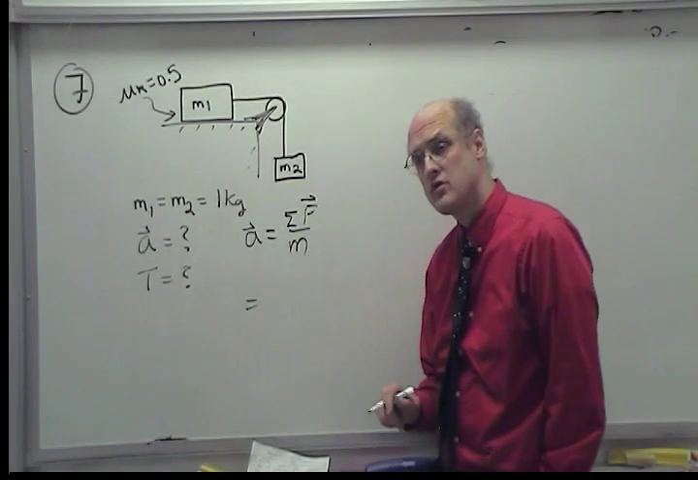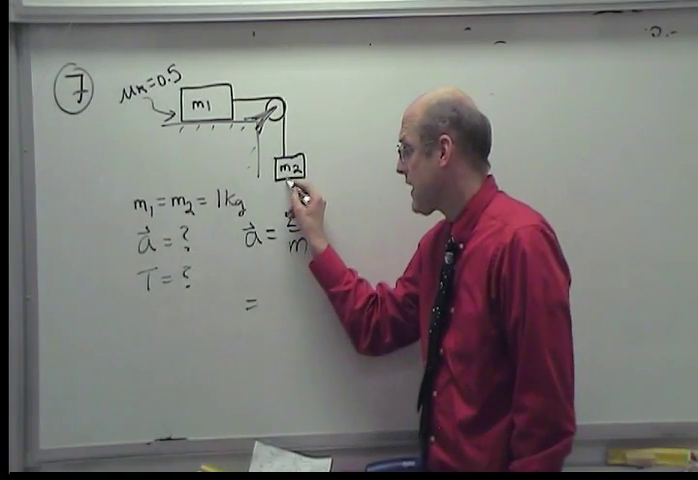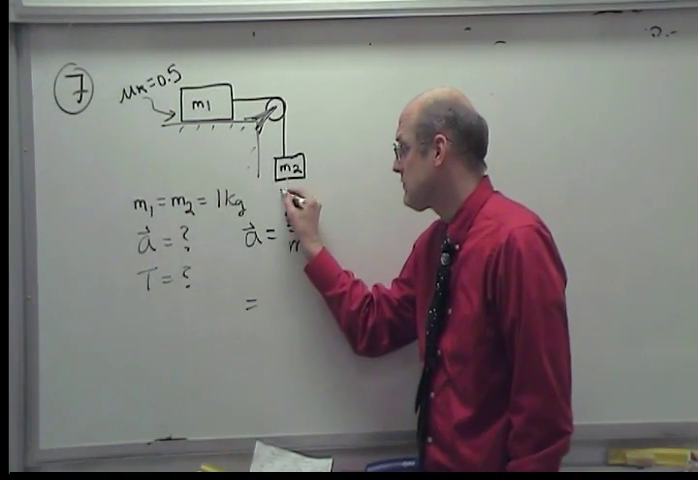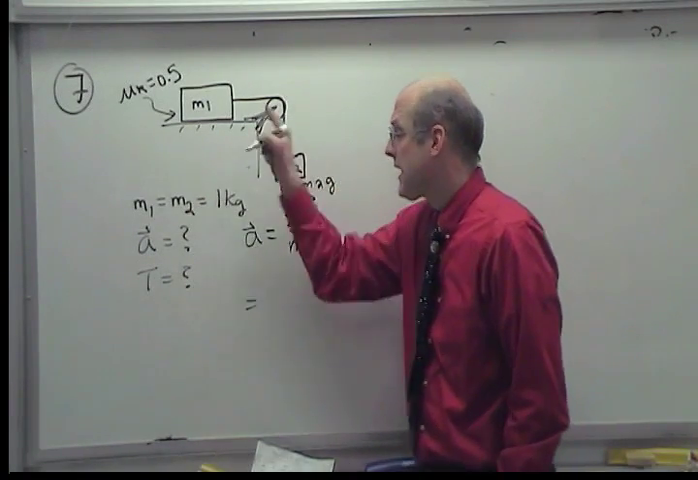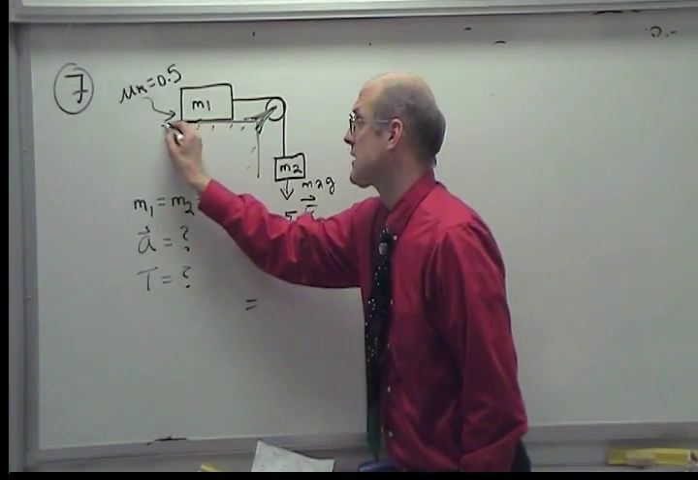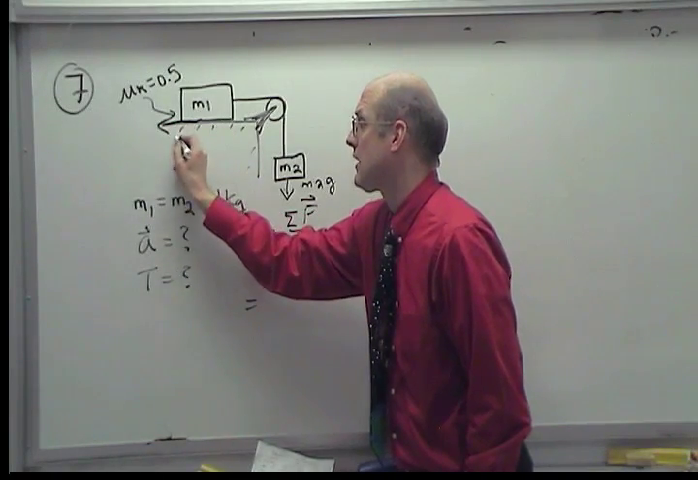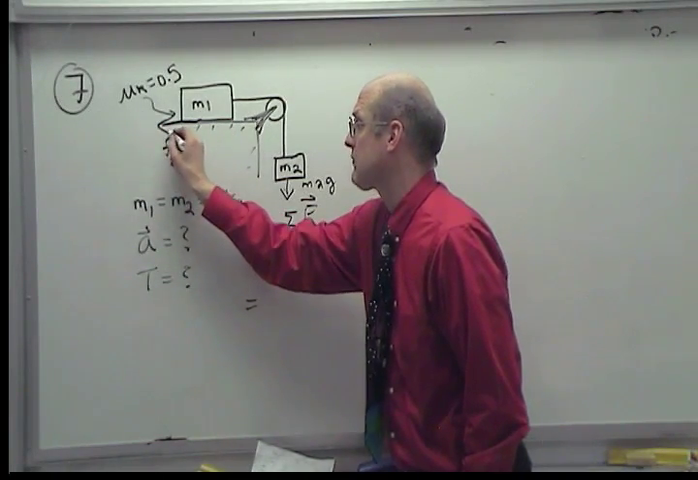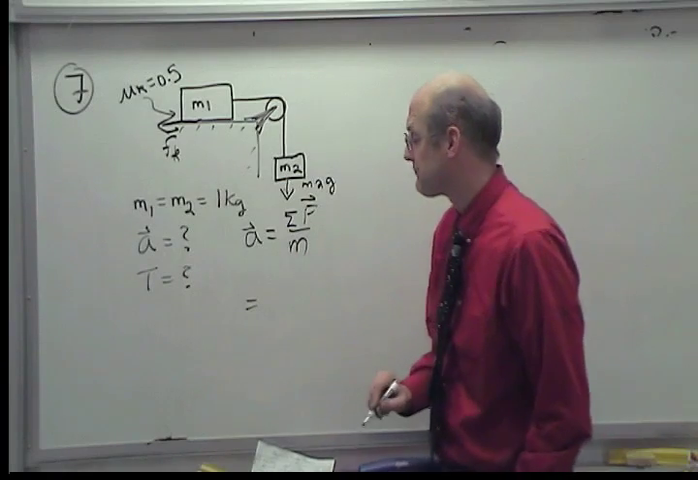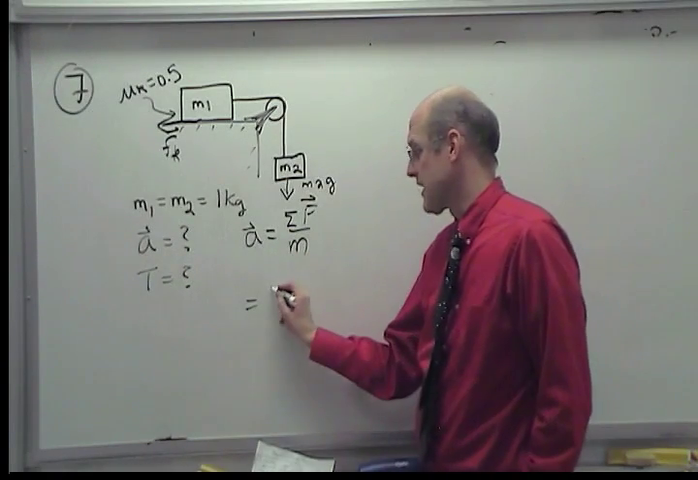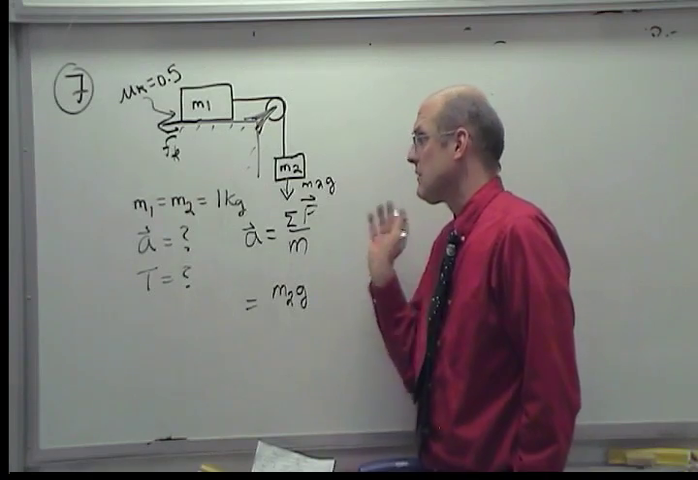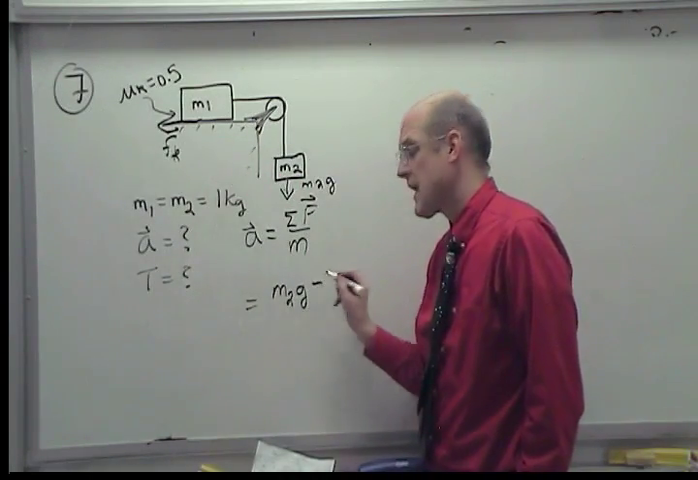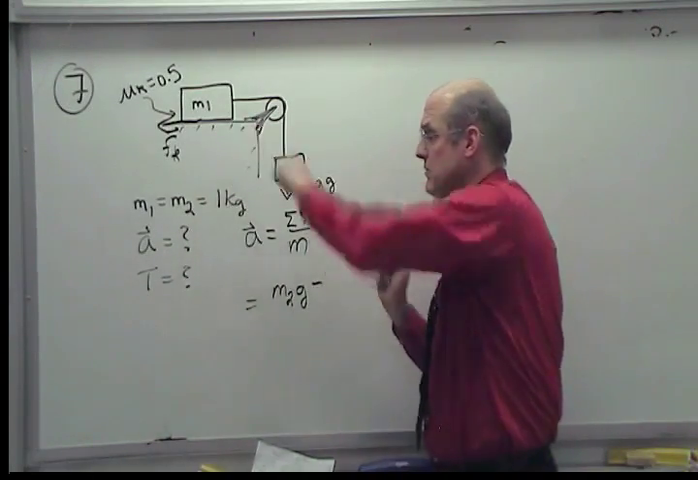Now, what is the net force on the system? Well, we have the weight of M2, and we have the force of friction acting on M1, and this would be a force of kinetic friction because it's sliding. So the net force then would be M2G minus Fk, because these two forces are opposing each other.